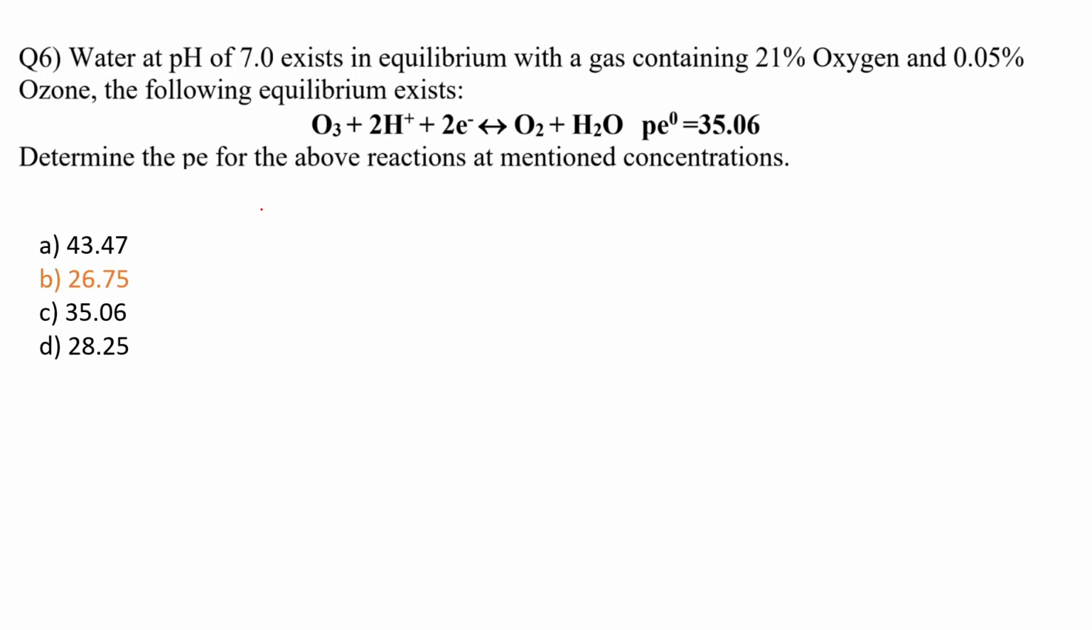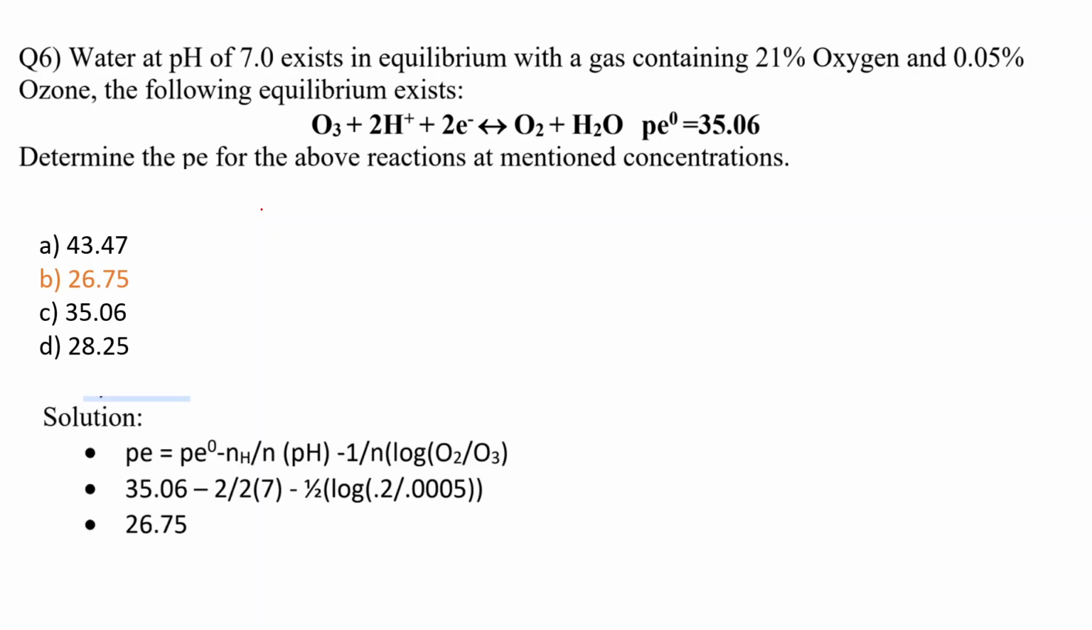We'll see the solution now. So the answer is 26.75. We'll see how it is solved. So just by writing the equation of PE that as we have seen in question number 1, after writing this equation we have all the values and we got our PE value 26.75.